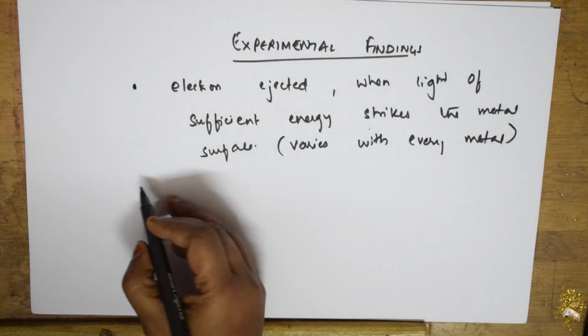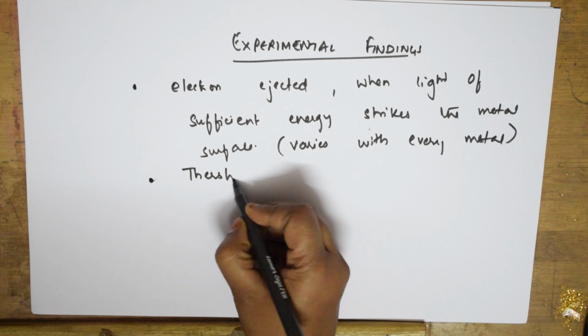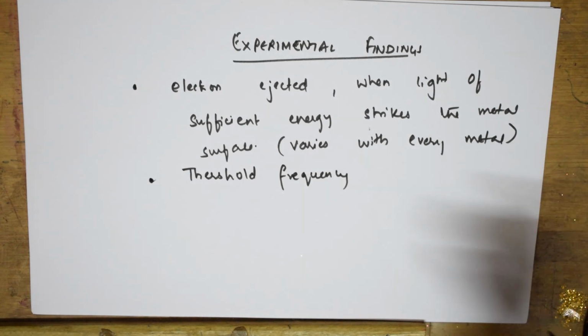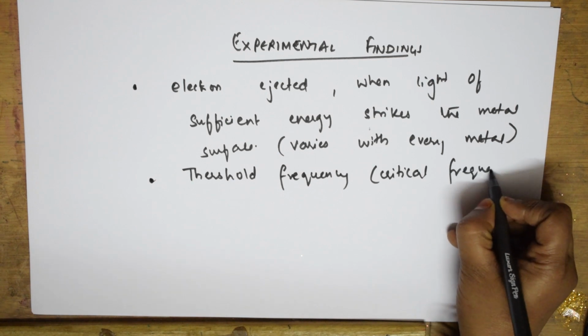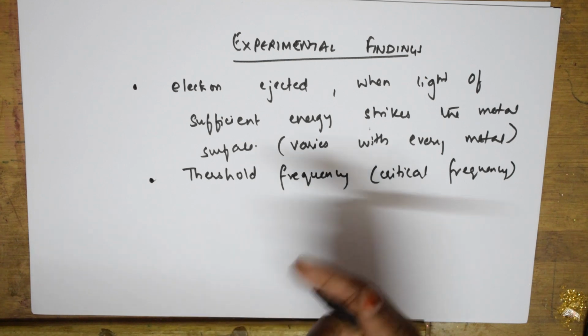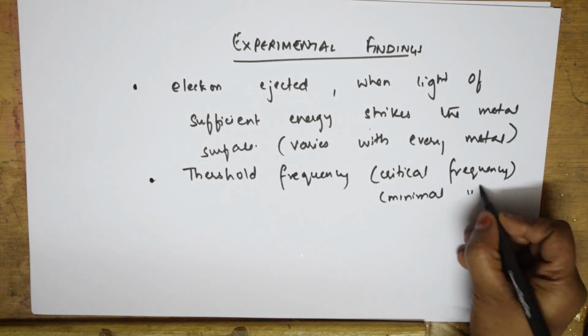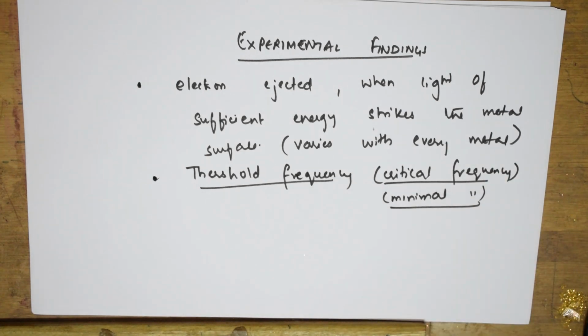That particular minimum frequency with which the electron comes out is called the threshold frequency. This is the minimum frequency, and it varies. The threshold frequency is also called the critical frequency, or sometimes the minimum frequency. Let us write those words: minimum or minimal frequency. Let us underline this. Only if this is there does the electron eject out.